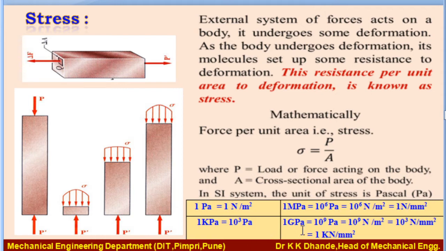1 gigapascal is equal to 10 raised to 9 Pascal. You may convert it to 10 raised to 9 Newton per meter square, or 10 raised to 3 Newton per mm square. Remember, 1 gigapascal is equal to 10 raised to 3 Newton per mm square, or you may also write 1 gigapascal is equal to 10 raised to 3 megapascal.